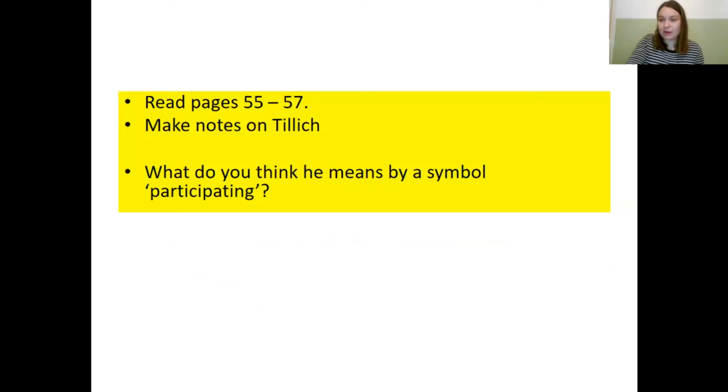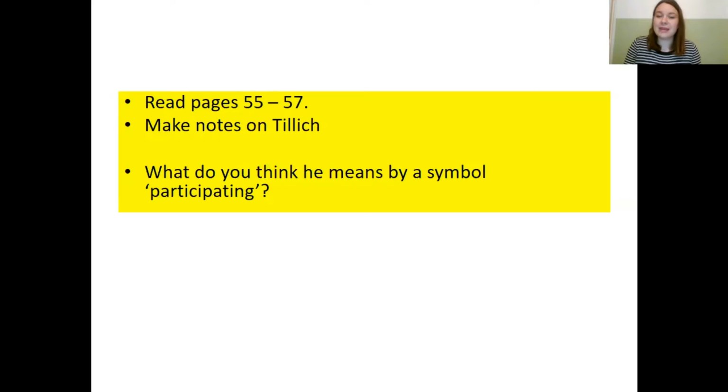So you can read a bit more about Tillich and his theory on pages 55 to 57 of the book. And I'd like you to make some notes, please, not just what I've gone through on those PowerPoint slides, but a little bit more context about who Tillich was and about his theory. And then I want you to reflect on this idea of the theory of participation.